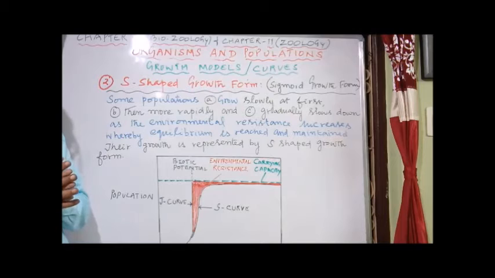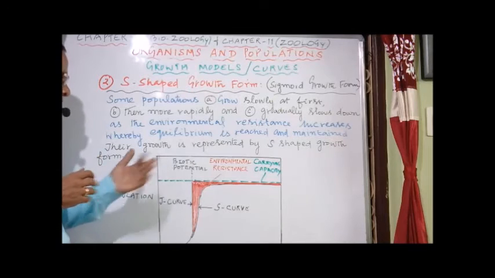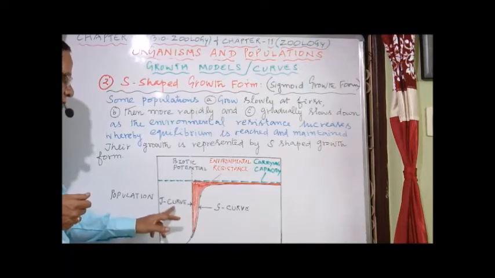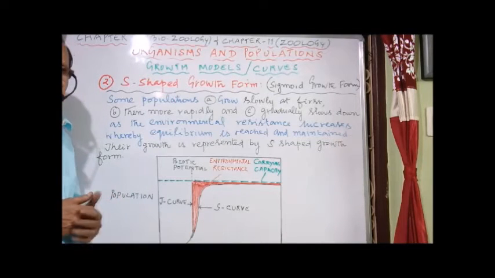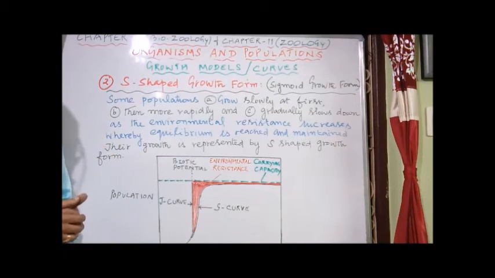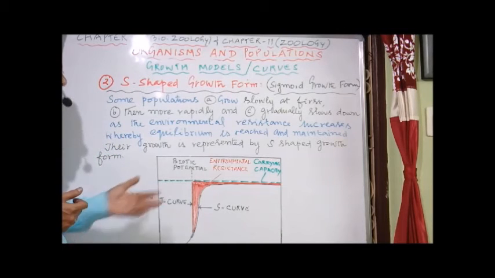So we have different types of growth curves. The J curve is otherwise called the exponential growth curve. The S curve is otherwise called the logistic growth curve. It's not included in the syllabus, but we will study some calculations for the NEET paper.